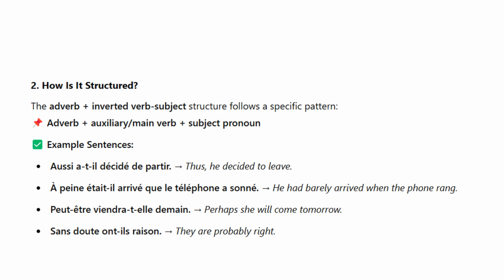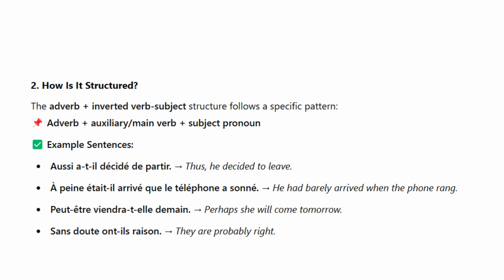The next one, à peine était-il arrivé que le téléphone a sonné. He had barely arrived when the phone rang. Peut-être viendra-t-elle demain? Perhaps she will come tomorrow. And sans doute ont-ils raison? They're probably right. And in all of these cases, they've inverted the verb. So instead of sans doute ils ont raison, you say sans doute ont-ils raison.